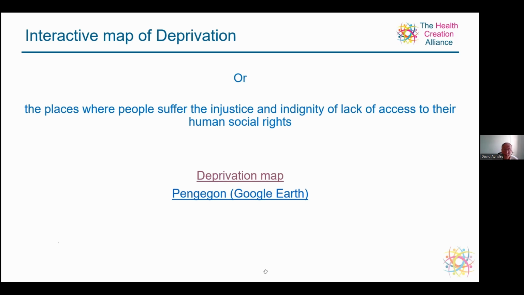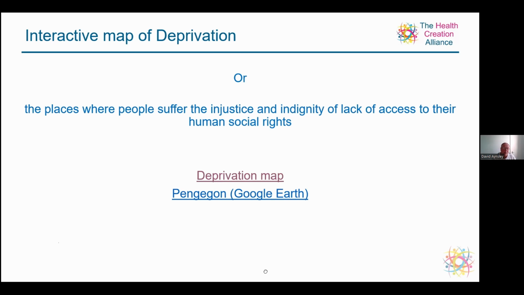Hi, David. Just to let you know, I don't think the deprivation map has opened. We can only just see the holding slide. Oh. Okay. Well, we'll shoot ahead then. Yep. So great. That's unfortunate.